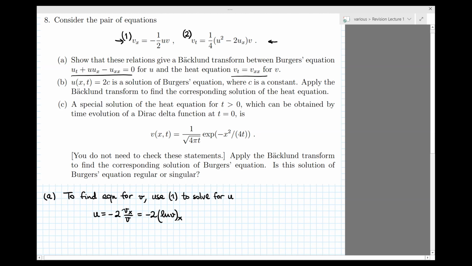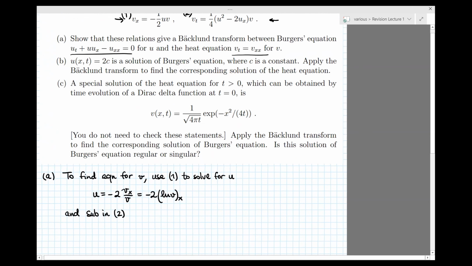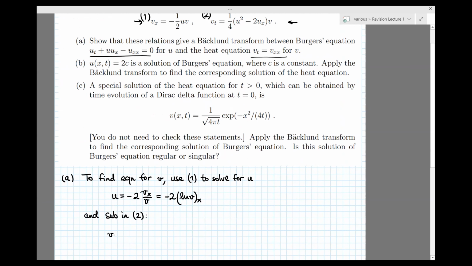And now we can substitute this in equation 2. So we get Vt is equal to 1/4 of U squared. So that's 4 Vx squared over V squared minus 2 derivative of U with respect to x. So let's write this as plus 4 Vx over V differentiated with respect to x. And that multiplies V.